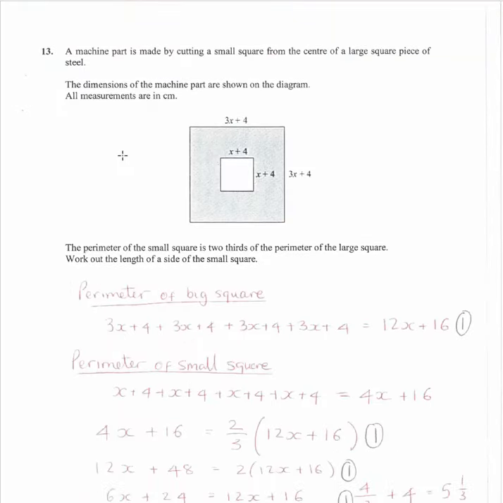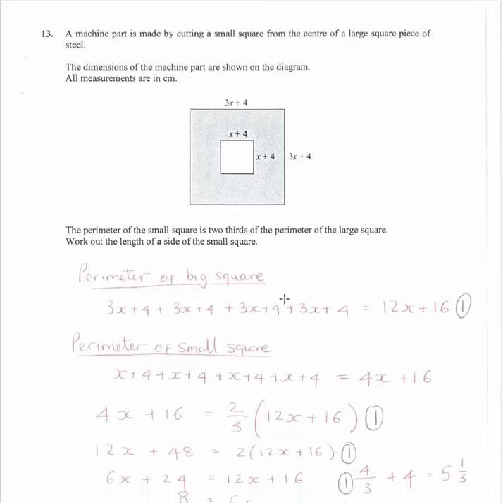A machine part is made by cutting a small square from the center of a large piece of steel. The dimensions of the machine part are shown in the diagram. The perimeter of the small square is 2/3 of the perimeter of the large square. Work out the length of a side of the small square.